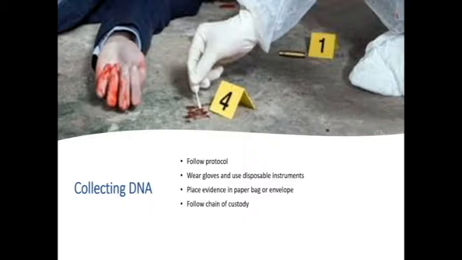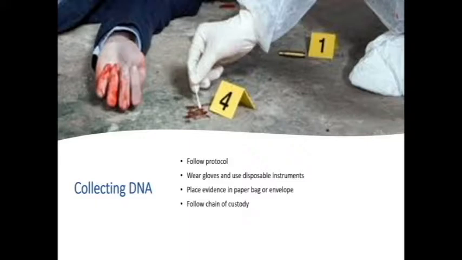Collecting DNA. When collecting DNA, it is important to stick to the protocol. Make sure to wear gloves and use disposable instruments like cotton swabs. It is also important to place evidence in paper bags or envelopes. Never place DNA evidence into a plastic bag, because plastic bags can contain moisture, which will then contaminate the DNA. And also follow the chain of custody.